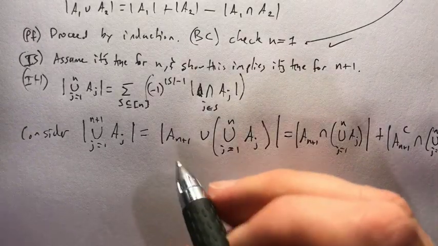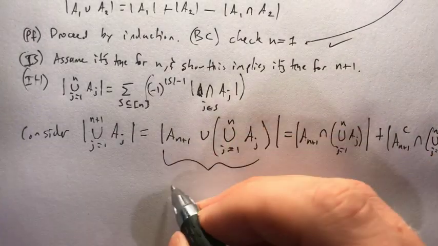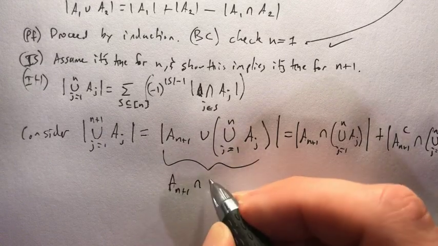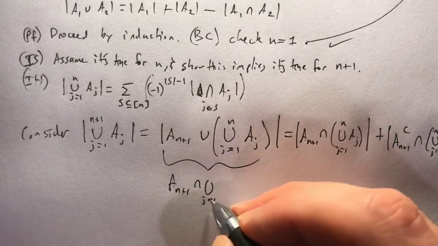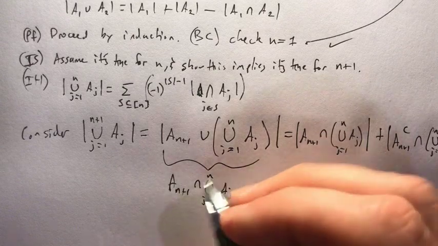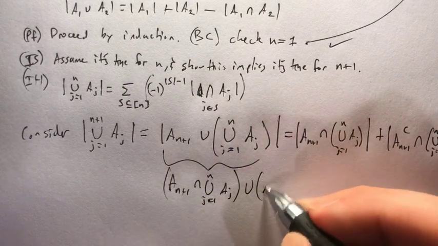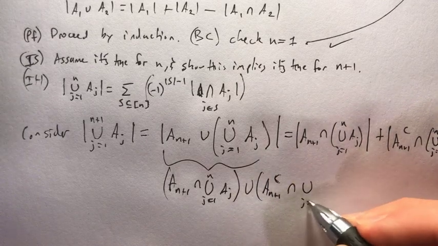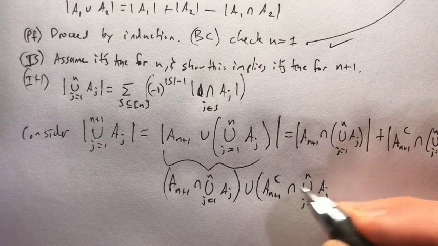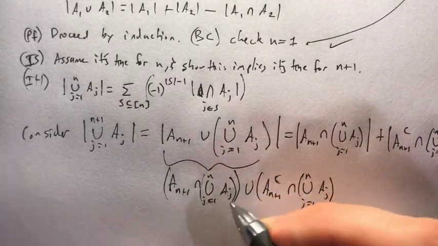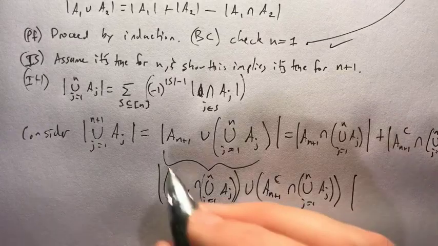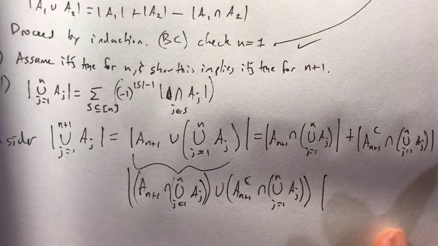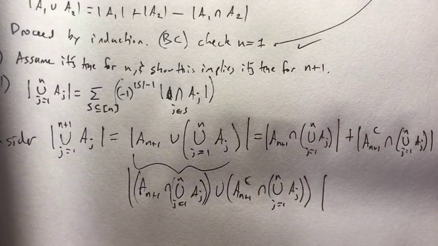This thing, how am I applying this? This is A sub n plus 1 intersect the union, and A sub n plus 1 complement intersect the union. That's what this set is here. So I'm breaking this set up into disjoint pieces.